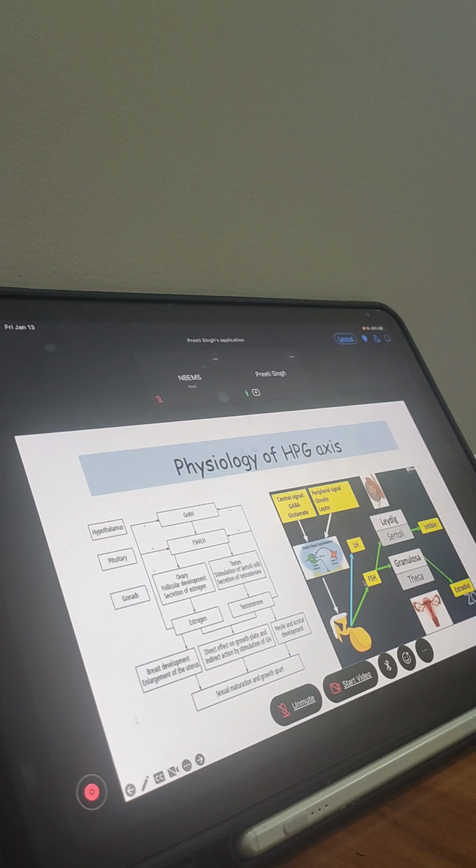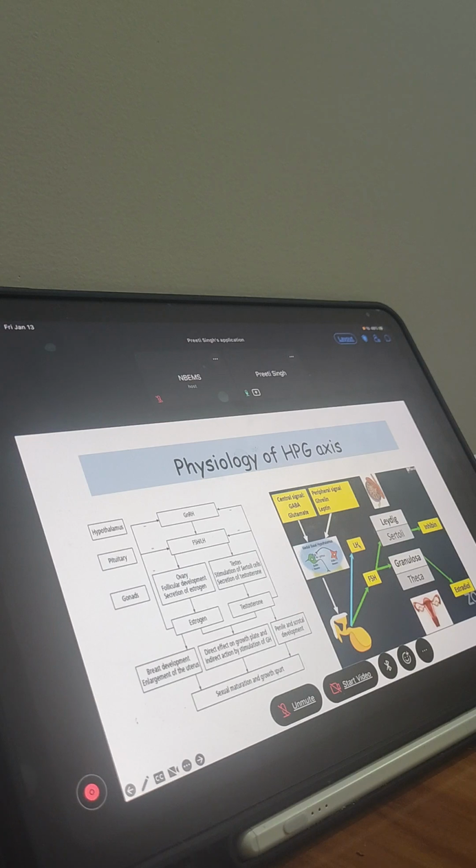Now, what we need to understand is that the action of the gonadotropins is different on the gonads. FSH acts on the Sertoli cells in the testes, and it acts on the granulosa cells in the ovaries, right? When it acts on the Sertoli cells, it leads to gametogenesis and also an increase in the size of the testes. While on the granulosa cells, it acts on the follicular cells to lead to the production of estradiol, which is responsible for thelarche, the first phase of puberty in girls.